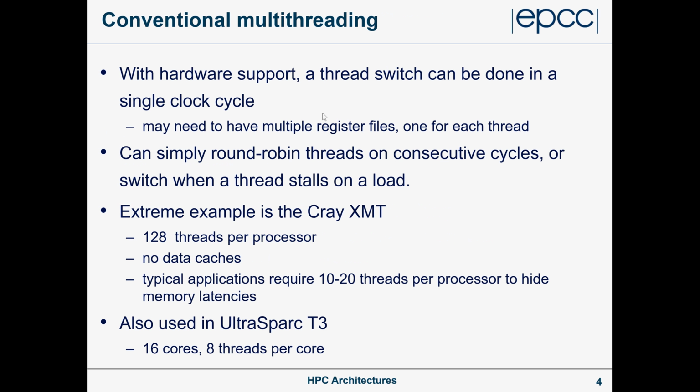Okay. However, with the addition of some small amounts of things to the hardware, you can actually switch between running things very quickly. So with hardware support, you can switch between running threads in a single clock cycle. You need to be able to have multiple register files so you can store the data that thread was using somewhere on the processor, and whereabouts that thread was in its program.